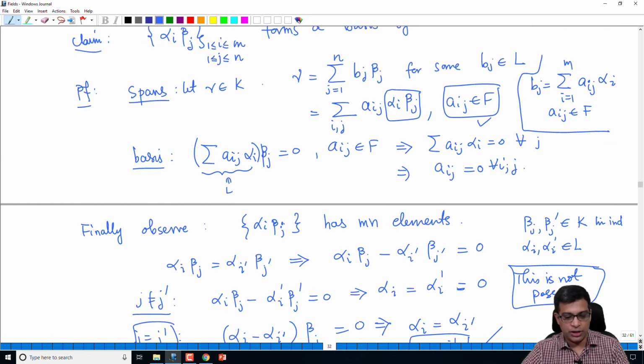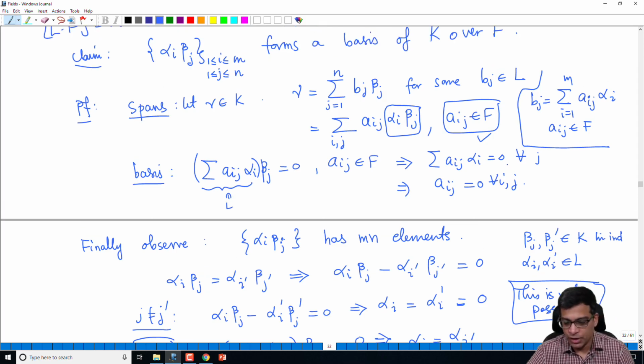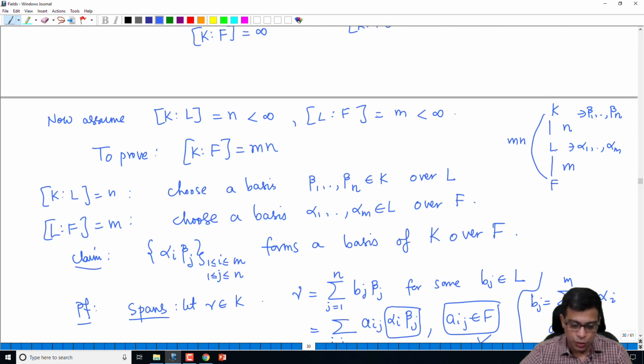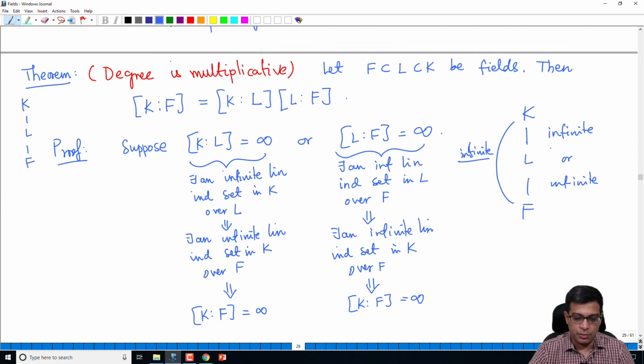So we have shown that these are linearly independent, and we have shown that they are different elements. Strictly speaking, the fact that they are linearly independent already shows that they are different, but if that point is not clear in the linear independence part, I wanted to do this explicitly again. So now this does complete the theorem. We have shown that the degree is multiplicative.